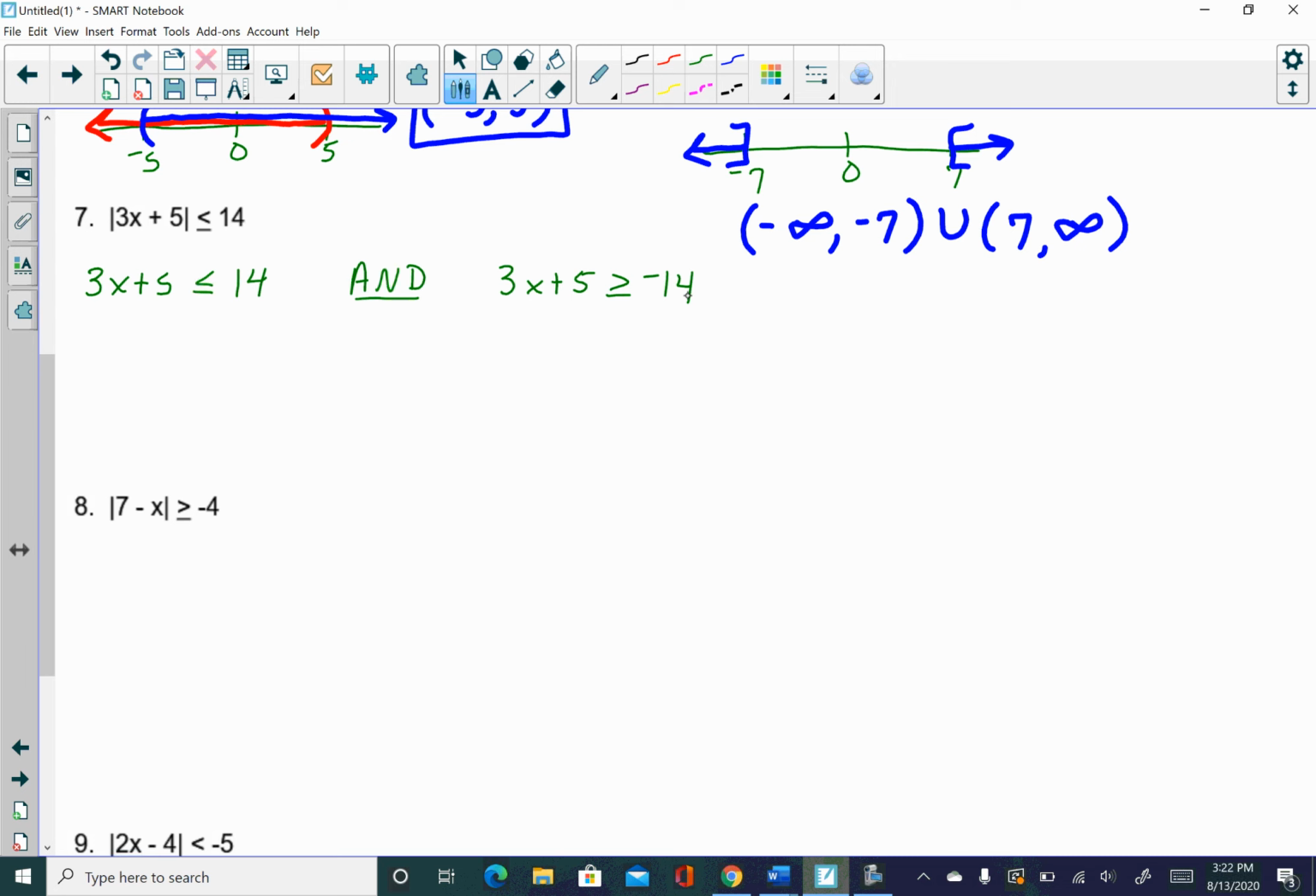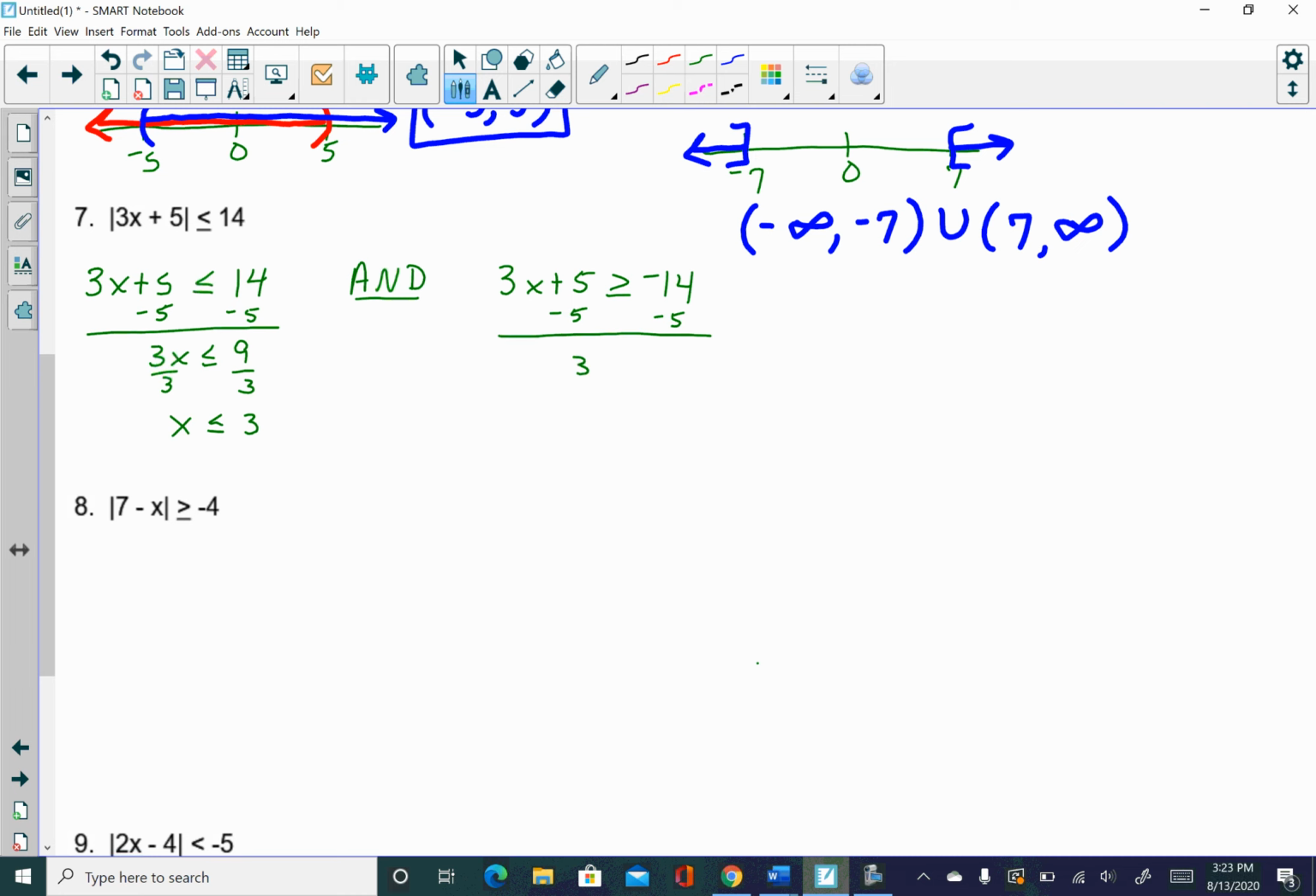Now I go through the steps and I solve for x in both of these cases. So over here, I would subtract 5. 3x is less than or equal to, what's that, 9? Divide by 3. So x is less than or equal to +3. Subtract 5.